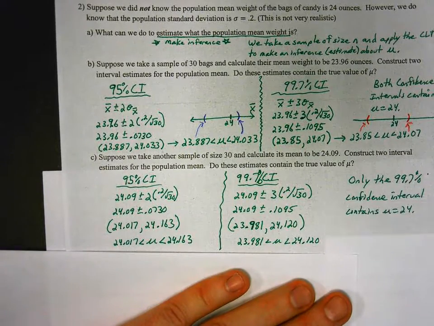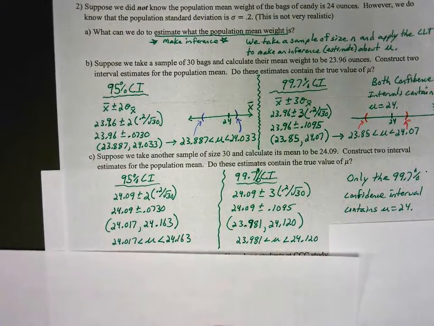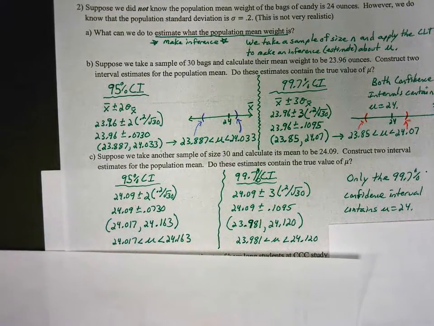So only the 99.7% confidence interval contains mu equals 24. If the population mean really were 24, only the 99.7% confidence interval will contain that value of 24.